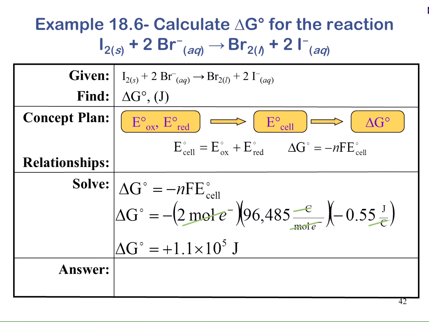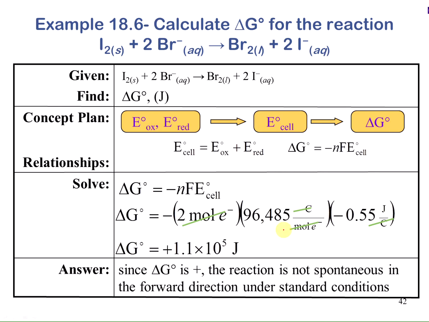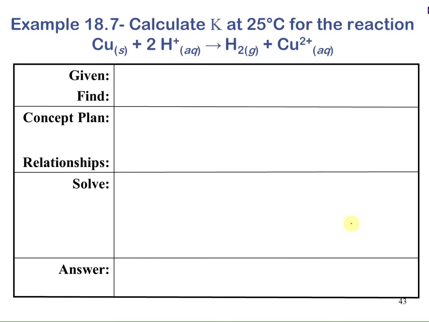So my moles of electrons cancel out, my coulombs cancel out, and my negative charges cancel out to get a positive value. And then since the delta G is positive, the reaction is not spontaneous in the forward direction under standard conditions. And we would predict that based upon the cell potential being negative. Okay, so we've found delta G.